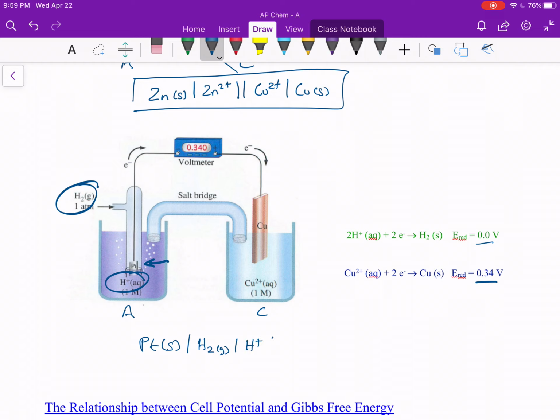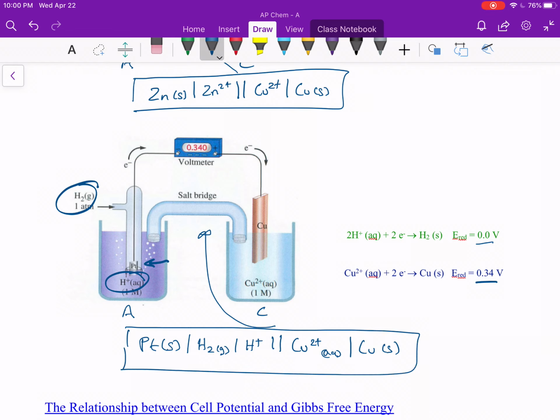Now I have my salt bridge again, a double line. That represents my salt bridge. And then I'm going to do what's in solution, Cu2+. So that's aqueous. And then my line, because I have a state change, and then Cu, and that would be my solid. So this whole thing here would represent my cell diagram, or my line notation. And remember, on this side we have my anode, and on this side we have my cathode. These are good because then you don't have to draw the big cell like we do up here. We can just have this line notation.